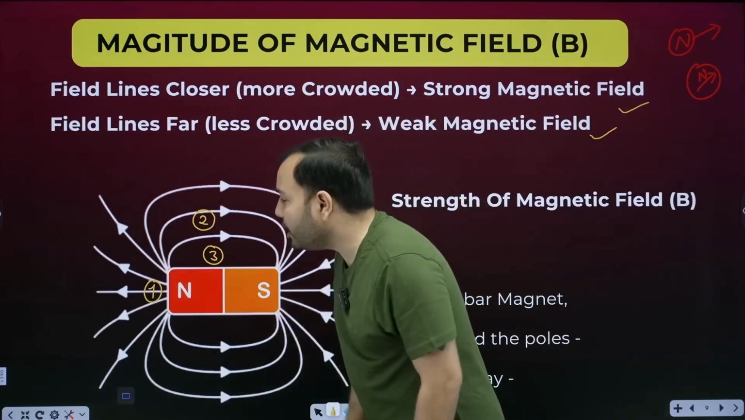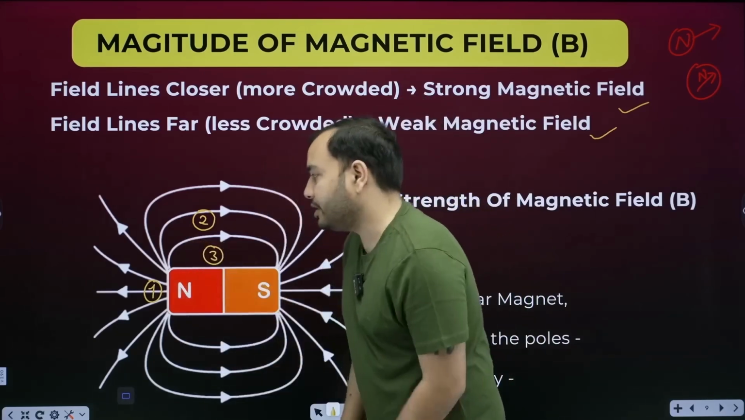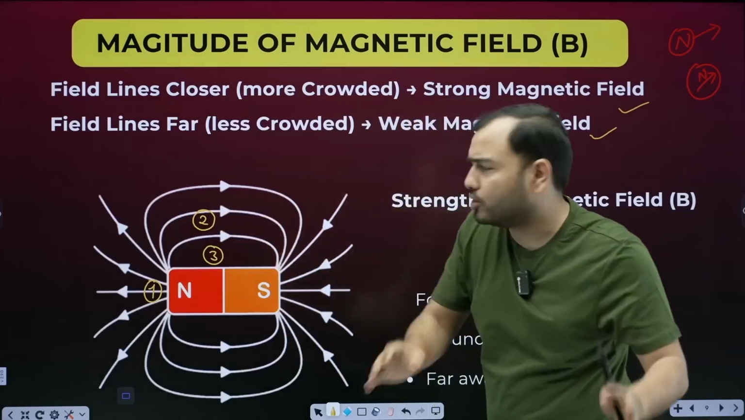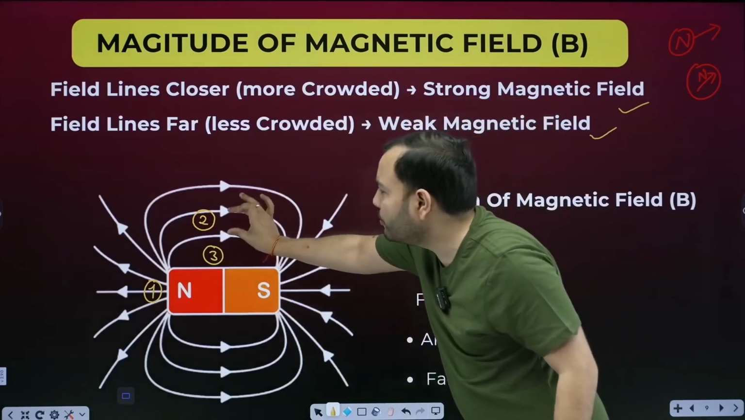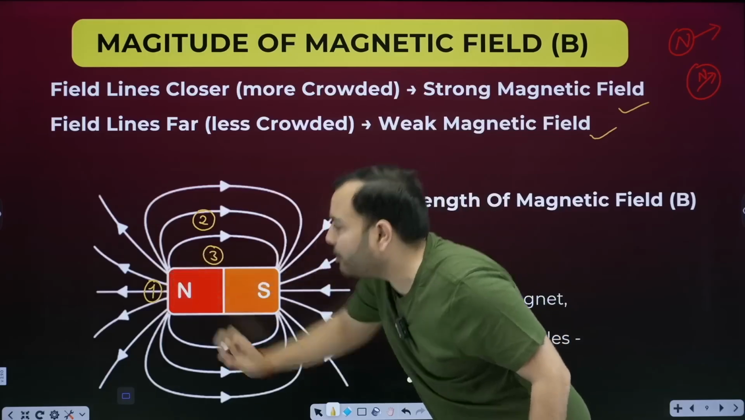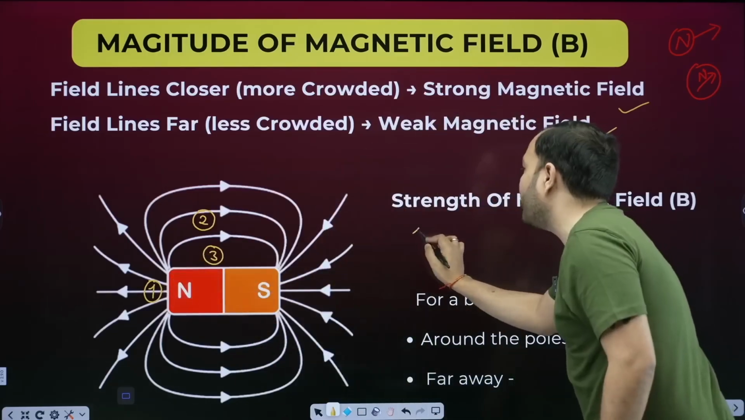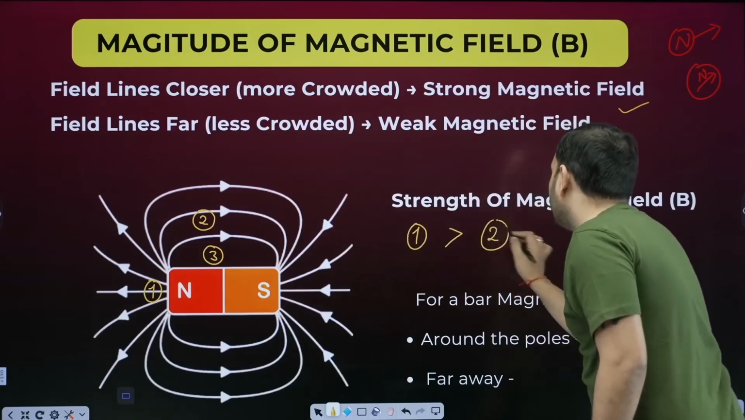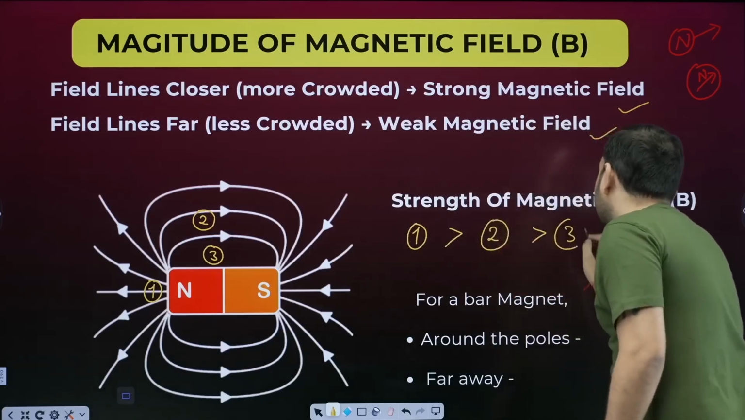Now look, at 1, the field lines look very close. At 2, they are a little far apart. And at 3, the field lines are very far. Here they are very far. At 2, they are less far. At 1, they are very close. So the strongest magnetic field will be at 1. After this, it will be at 2. And after that, it will be at 3.